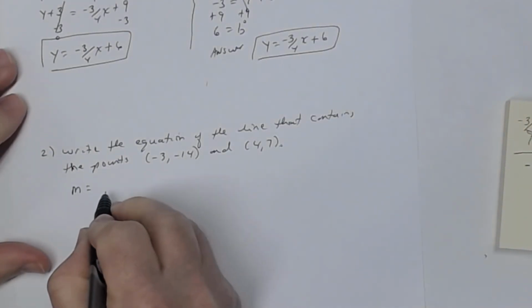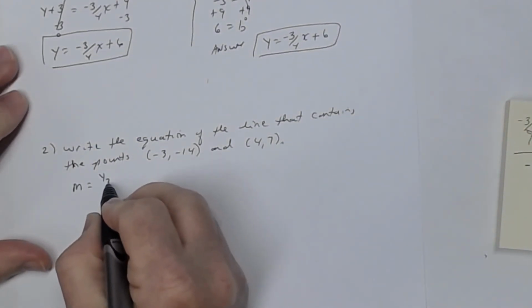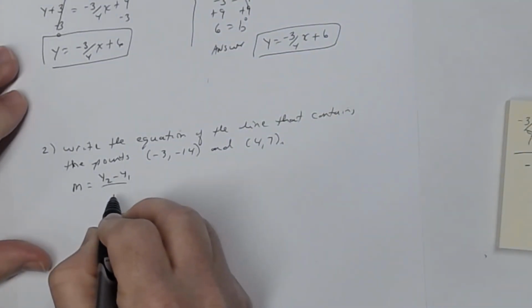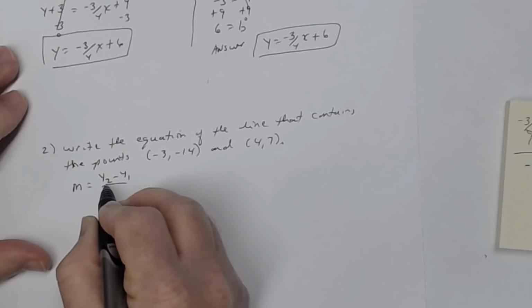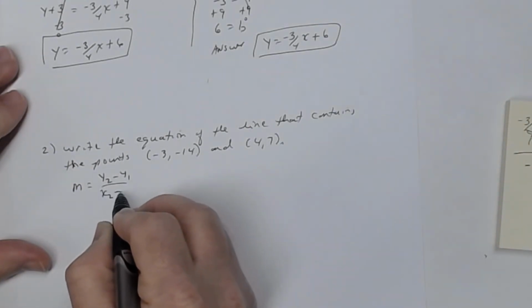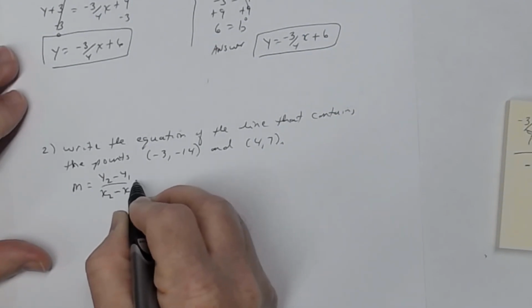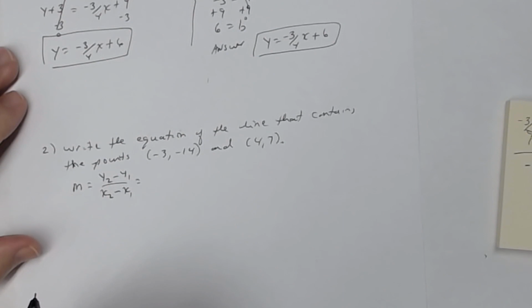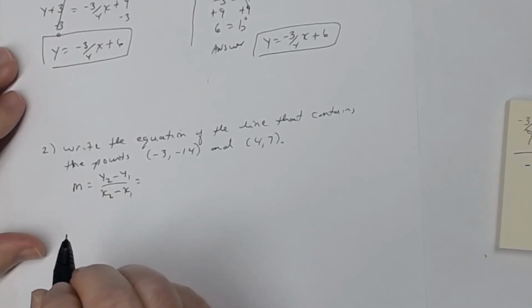So remember, the slope formula is y2 minus y1, so change in y divided by change in x, rise divided by run. Now, if you put y2 first, then you've got to put x sub 2 first in the denominator, so x2 minus x1. And then from here, we're going to just go ahead and substitute these values into this formula to find the slope of that line.